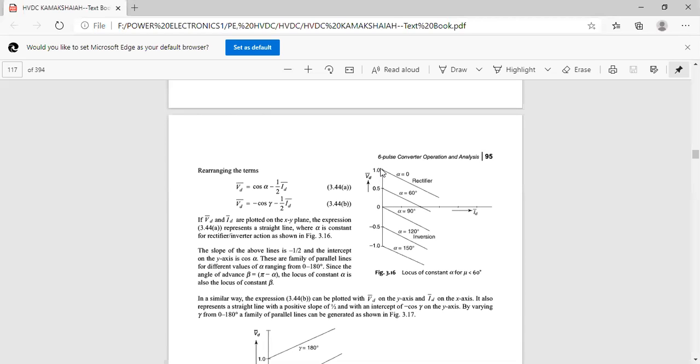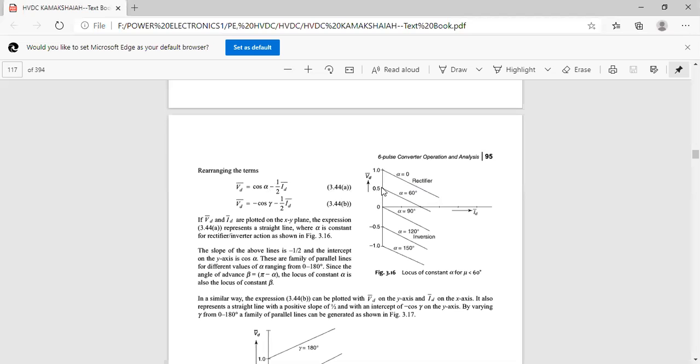See here, from 1 onwards it is falling. So what is the slope now? Minus 0.5. Minus means it is falling, the falling slope. Next take alpha is equal to 60. What is cos 60? 1 by 2. 1 by 2 means 0.5.